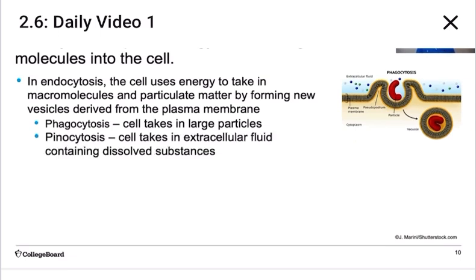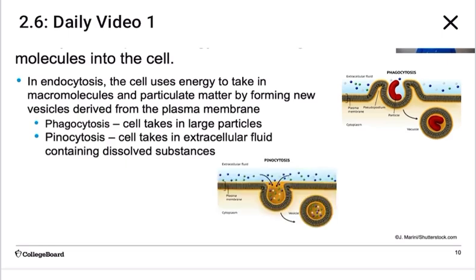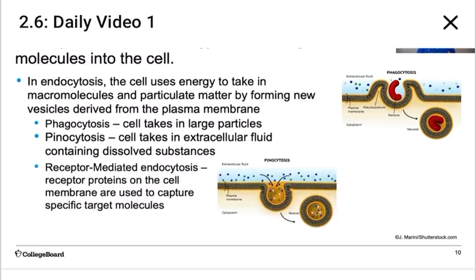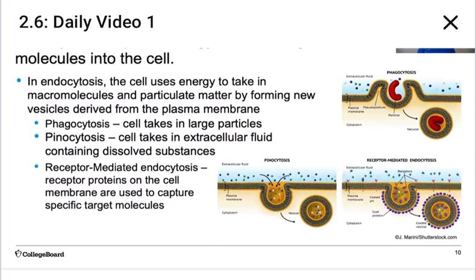The next one is pinocytosis, where the cell takes in extracellular fluid containing dissolved substances, as you can see on the screen. Finally, you have receptor-mediated endocytosis. This is where a receptor protein on the cell is used to capture specific target molecules to bring into the cell through a vesicle. Well, that's bringing large molecules in.